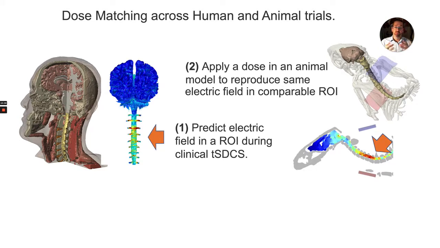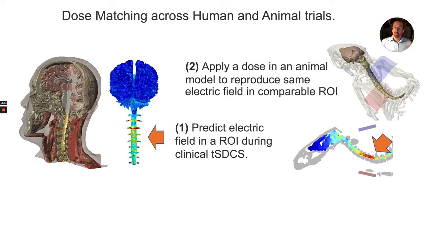And here again, you could have a large animal or small animal, and you represent the animal as well as the electrode montage and placement that you're going to be using in the animals. And in the animal model, you predict an electric field in a comparable ROI. And what you do is you adjust the current that you apply in the animal model such that the electric field in the animal ROI is the same as the ROI in the person.